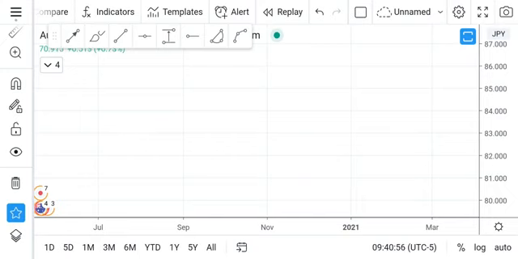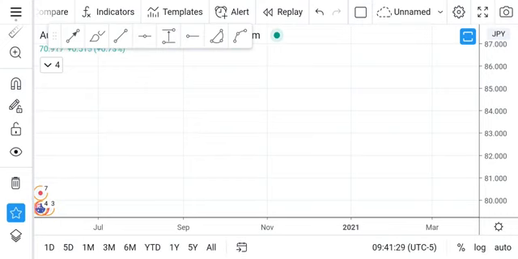Guys, so this is going to be the third part of my 3-part chart pattern video series. In this video, I'm going to talk about the double top chart pattern, the double bottom chart pattern, the head and shoulders chart pattern, the inverse head and shoulders chart pattern, the cup and handle chart pattern and the inverse cup and handle chart pattern. So basically, I'm going to talk about 6 chart patterns.